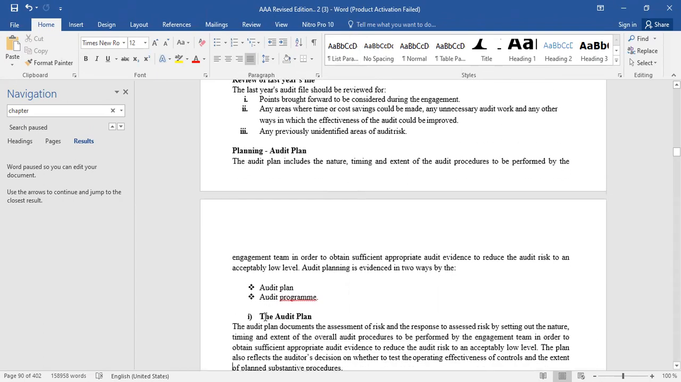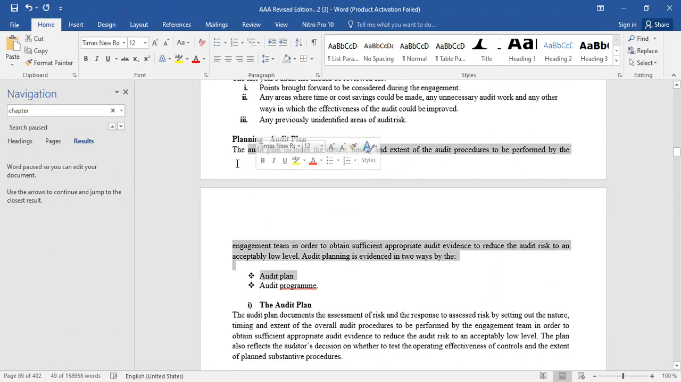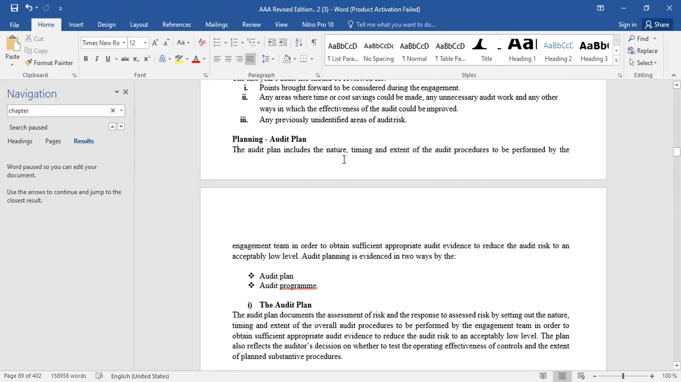Now we have what is called the audit plan and audit program. The audit plan is the whole thing. So the audit plan includes the nature, timing, and extent of the audit procedures to be performed. That is the audit plan. Then we have what is called the program. This is now the procedures that you're going to perform.